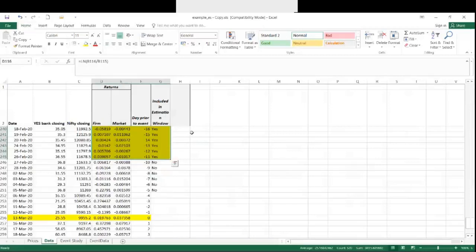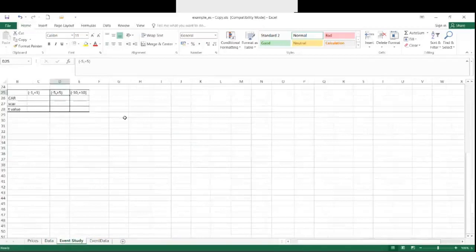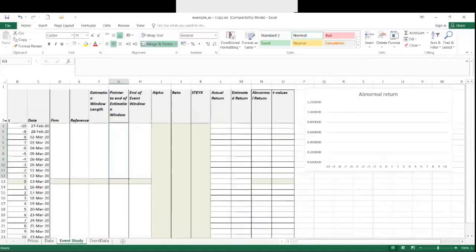Now, for the event study, I have the next worksheet where I'm preparing for the event study, and I will have all my results over there. So what I do is prepare a format for the collection of all the things that I need. The first thing that I need is to describe the event. So this is essentially the event window.